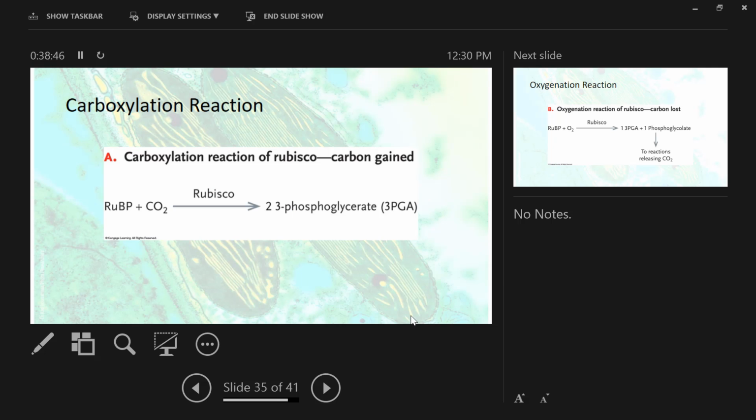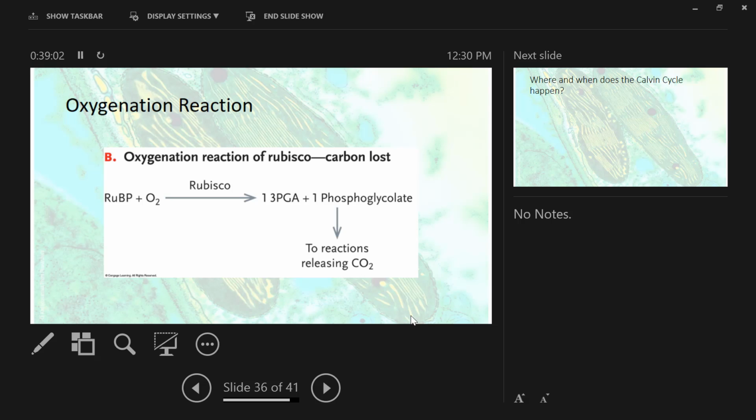And so here's the process of fixing carbon by Rubisco. Here you have RuBP and carbon dioxide generating 2 3-phosphoglycerate, or glycerate is a conjugate base. And then here is the fixation of oxygen by Rubisco rather than the fixation of carbon dioxide.